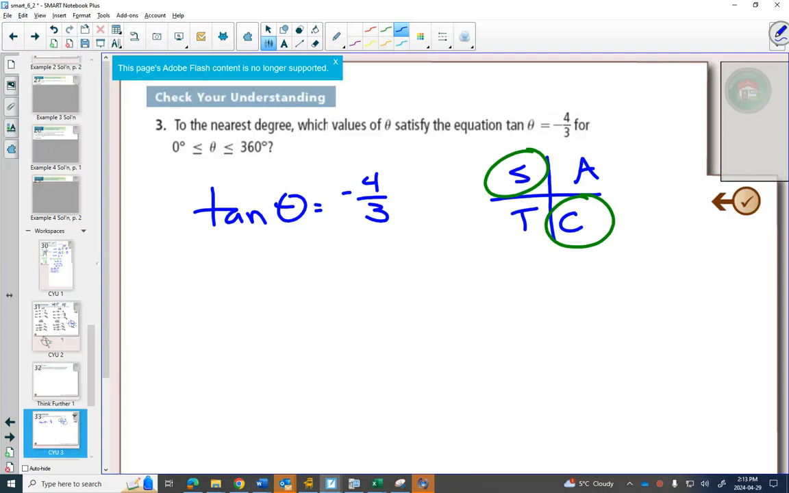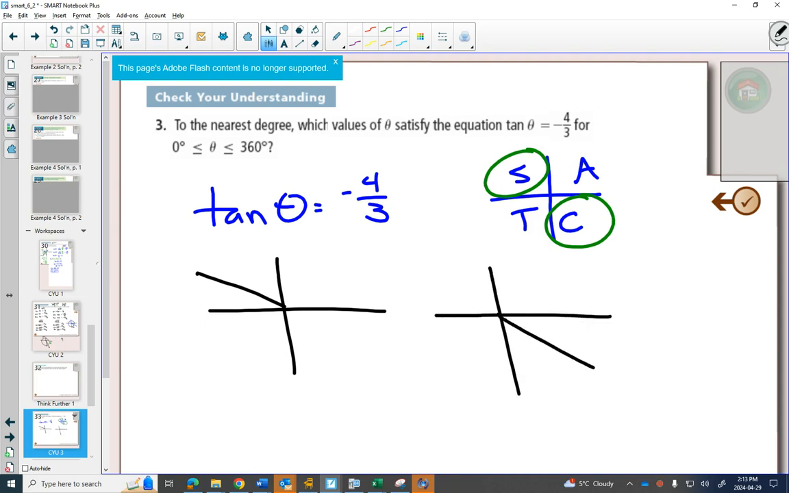So we could draw a picture of what's going to happen. And as you get better at this, you will eventually not draw these pictures, but early on you will want to draw these pictures. What do we know? We know it's either in quadrant 2 or quadrant 4, and if we drew a triangle, I would know that this is my reference angle in both of those.